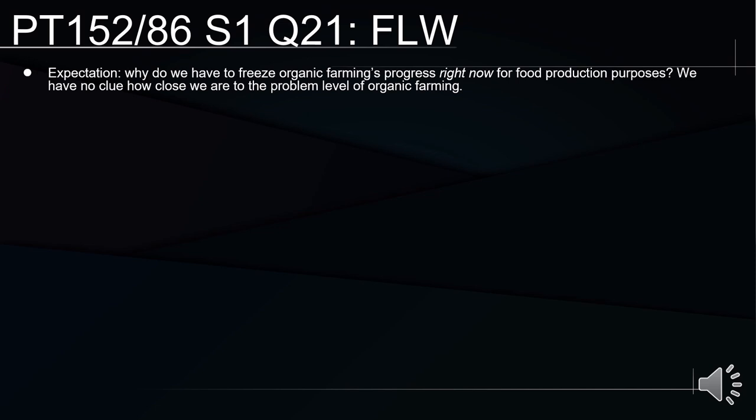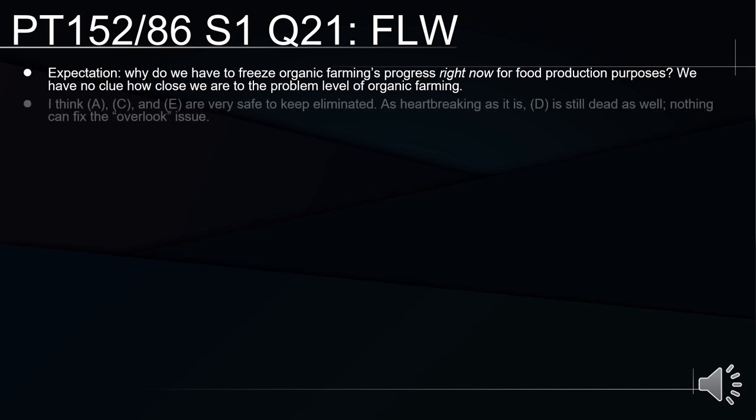that brings us to another five eliminations, and I have to do some reconsideration. It's going to turn out a little bit differently than the other one. I think A, C, and E are all very safe to keep eliminated, and as heartbreaking as it is, I have to keep D on this list as well. Nothing can really fix the overlook issue for D. It's just way too clear.